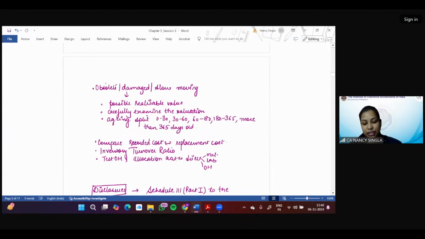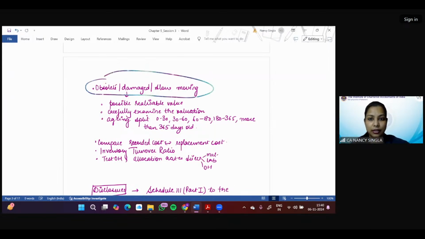Now, one more topic relating to valuation is with respect to obsolete, damaged, or slow moving inventory. The auditor will see that for the obsolete, damaged, or slow moving items, he will ascertain the possible realizable value, and he will carefully examine the valuation of such goods, right? The auditor will obtain the aging schedule. Just keep in mind this aging split, and compare the recorded cost with the replacement cost.